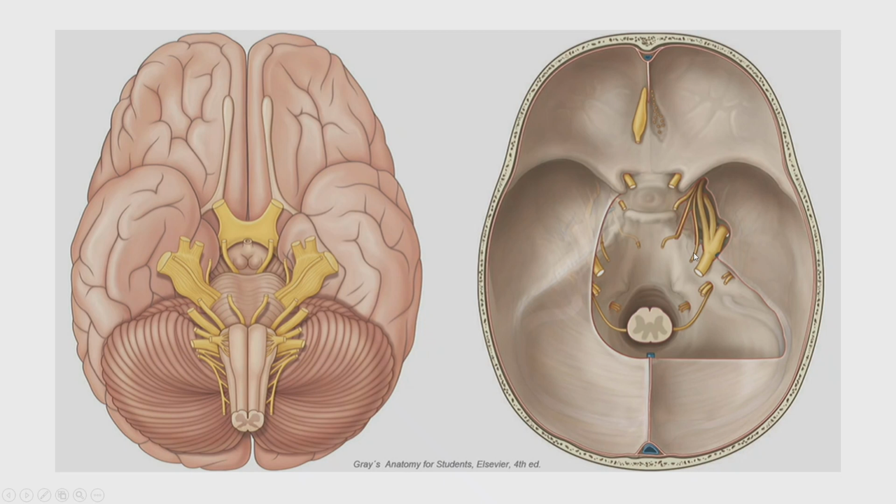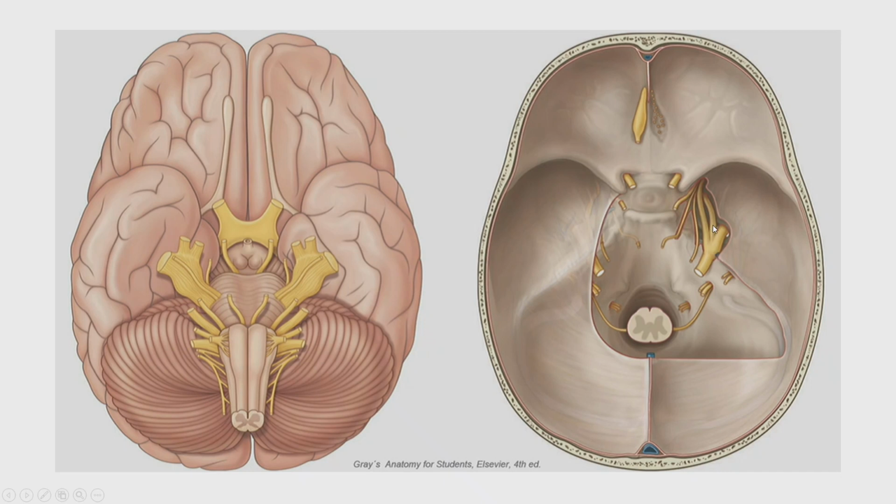And the last nerve that is passing through the superior orbital fissure is this nerve, which is called abducent nerve, and it's the cranial nerve number 6. So 3, 4, 6, and V1 are passing through the superior orbital fissure.